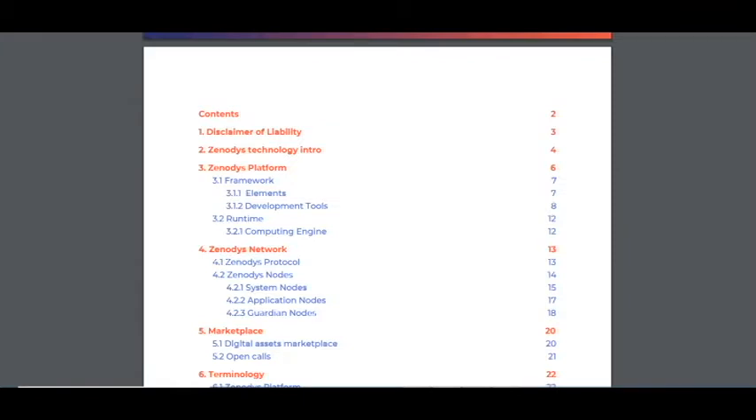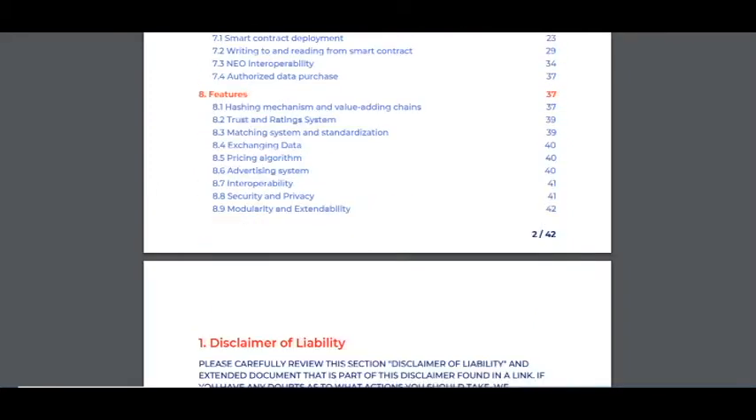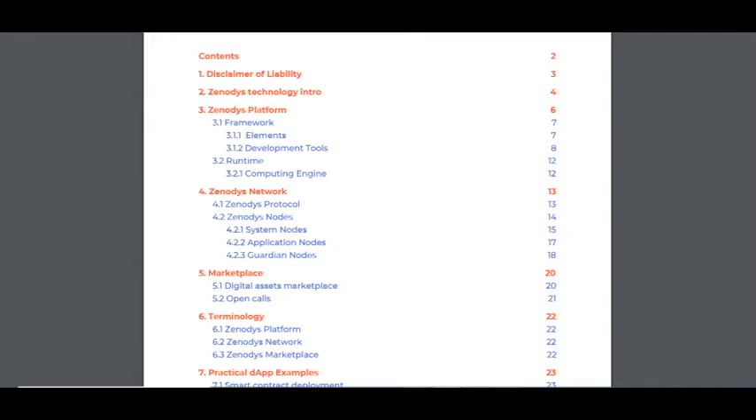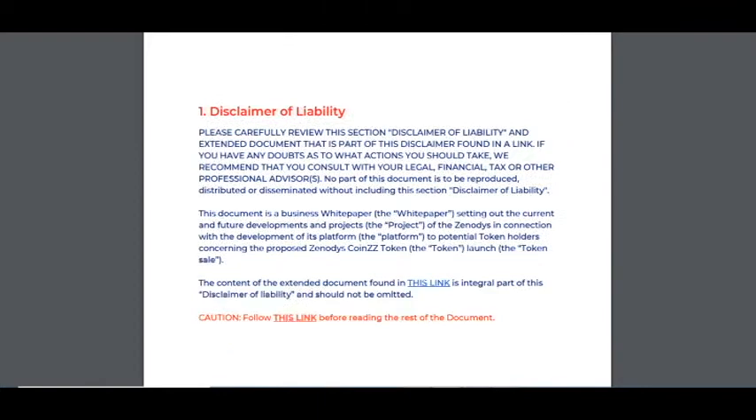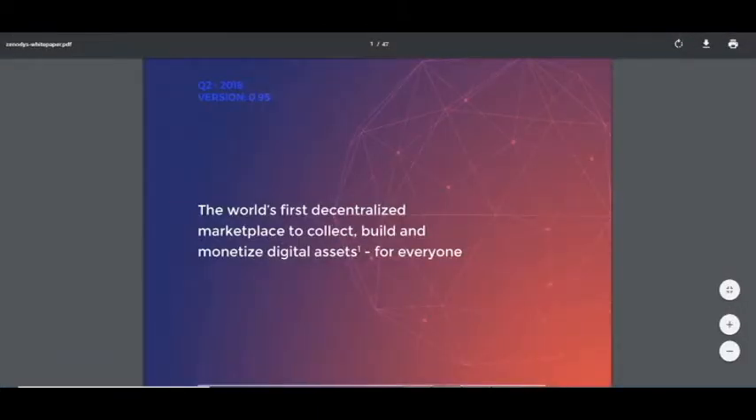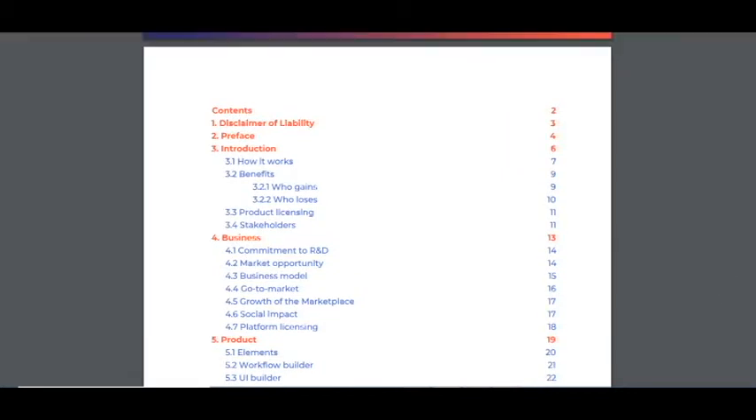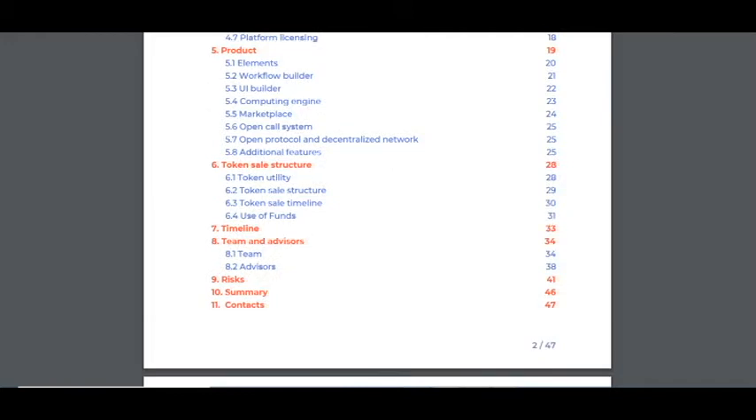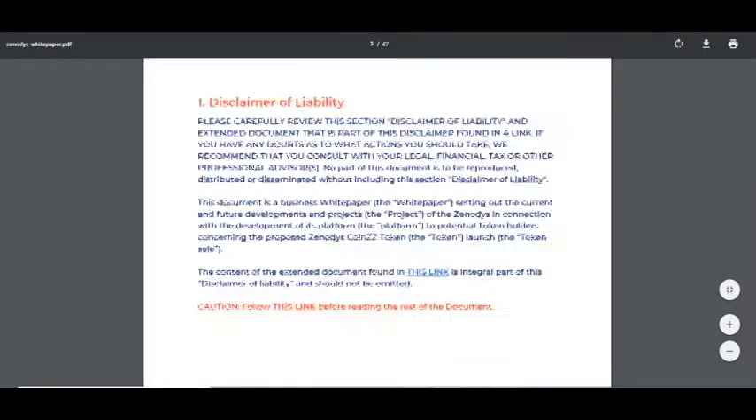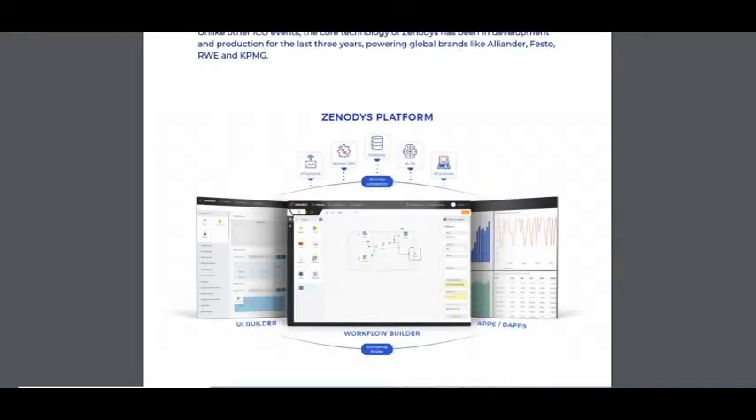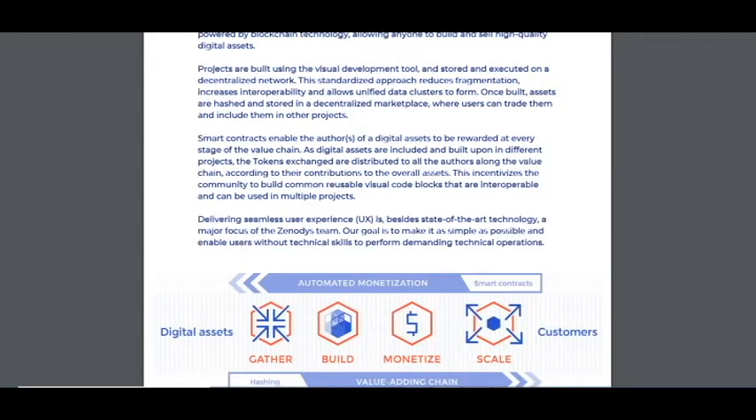In the technical white paper you can see sections such as information about the platform, the network, the marketplace, terminology, practical app examples, and features. And in the business white paper, you can see the introduction, business, product, token sales structure, timeline, team and advisors, risk summary, and context. I think it's very interesting, and I think you want to see the business white paper. Here is the information about the white paper introduction.